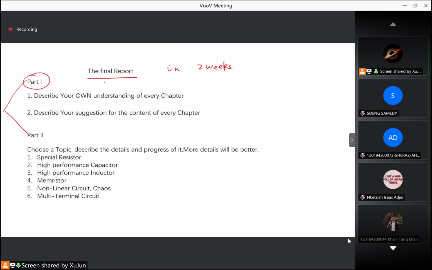For part 1, everybody should describe your own understanding of every chapter. We have a total of 6 chapters. You should describe your understanding of every chapter, because it's your own understanding, so everybody should have some difference in the description. And then describe your suggestions for the content of every chapter or for this course. So for part 1, every student should be different. Pay attention, don't try to copy others.